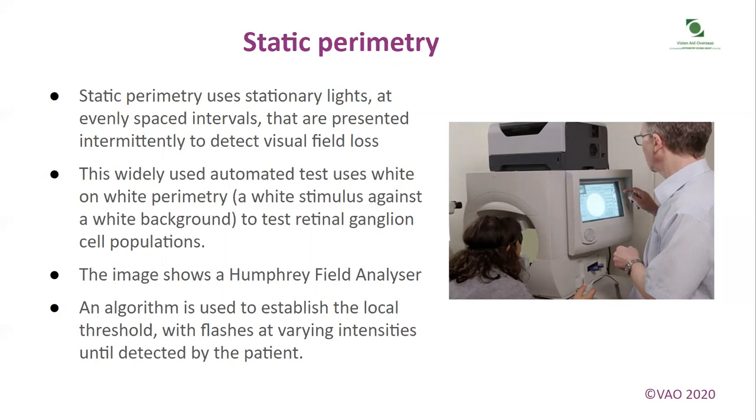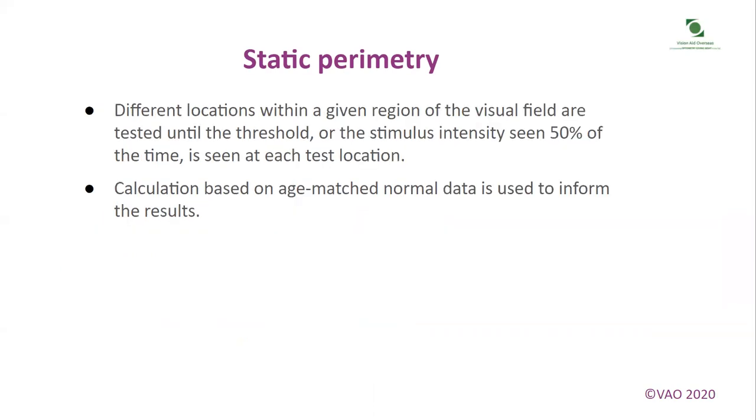An algorithm is used to establish the local threshold with flashes at varying intensities until they are detected by the patient. Different locations within a given region of the visual field are tested until the threshold, or the stimulus intensity seen 50% of the time, is seen at each test location. Calculation based on age-matched normal data is used to inform the results.